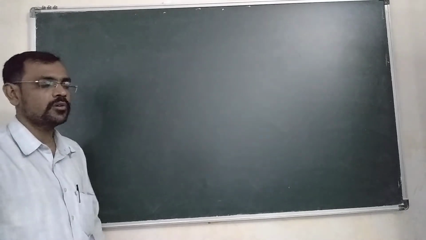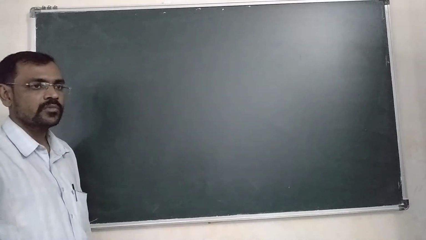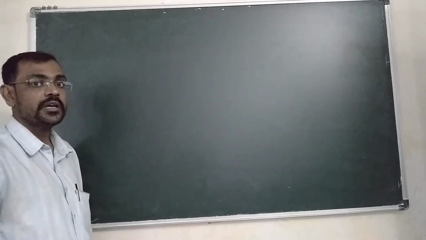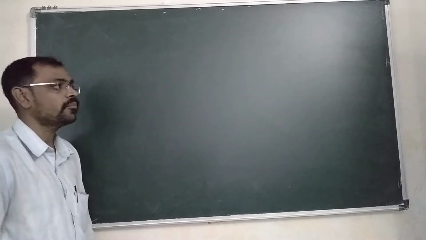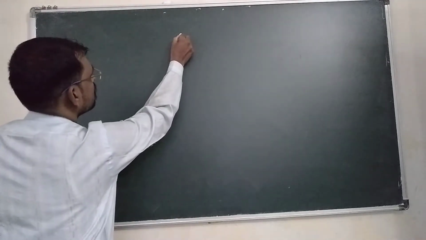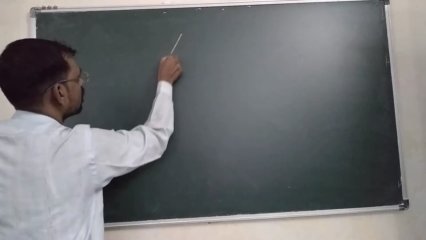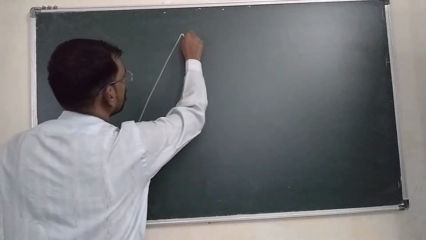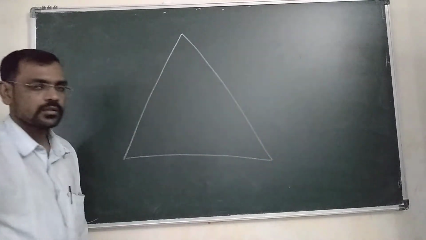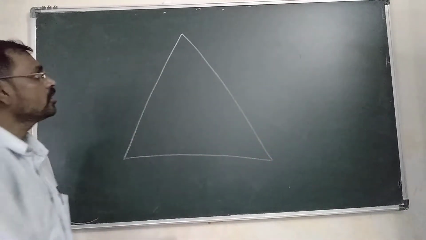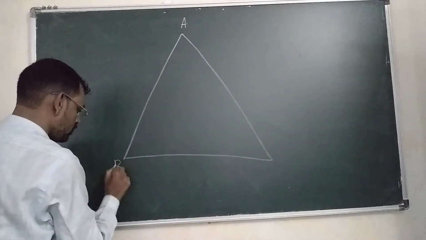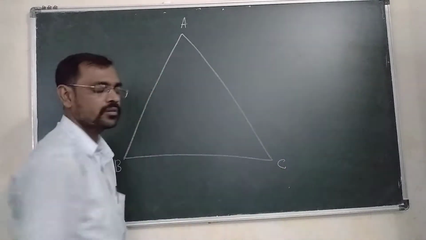Now friends, we discuss the three component system. The three component system is represented by an equilateral triangle, like this. Now this is the A component, this is your B component, this is your C component.